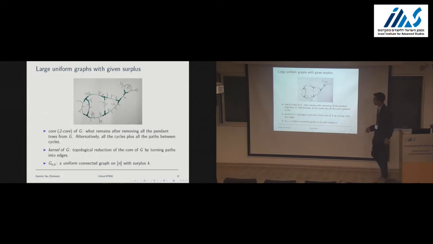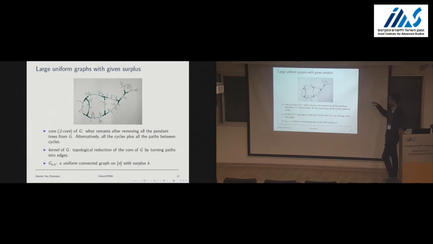I'm not sure how clear the colors are on this picture to anyone, but this is a stylized example of what a large graph with surplus, let's see, 1, 2, 3, 4. So this has surplus 4. And this is my caricature of what a large graph with surplus 4 might look like. And as you can see, there are a whole load of trees that are sort of hanging off what I'm going to call the core.